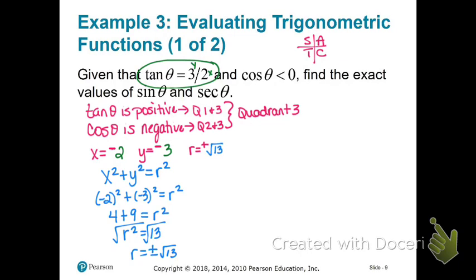Alright, so it told us to find sine of theta and secant of theta. What do we know about sine of theta in terms of x, y, and r? Good. And what is y? Over what is r? So let's get rid of the radical on bottom.